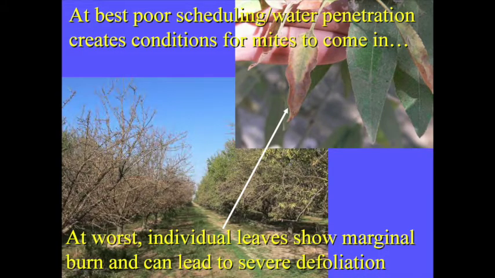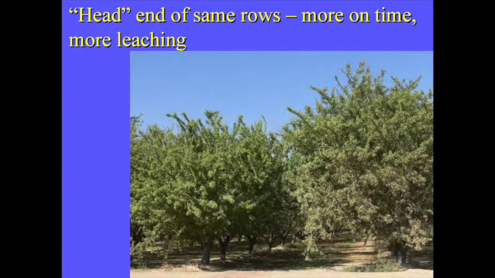So if you take a look at how that plays out in an almond field, again, this is near Shafter. This is the tail end. It got salted and droughted out. The Montereys defoliated. The nonpareils had a ton of mites in them. This is the head end of that field. The exact same 2 rows. And they look beautiful. That's because there's always more on time at the beginning of this field than there is at the end of this field.